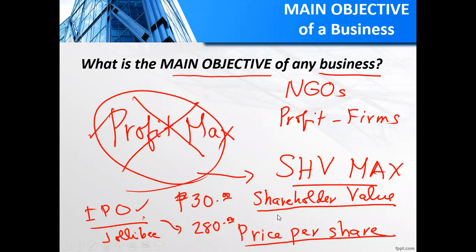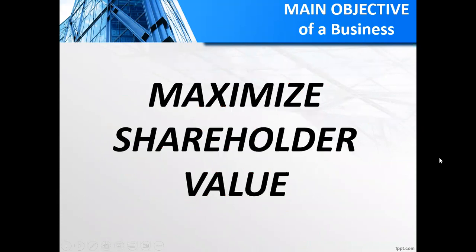Okay, so let's try to see. So as I mentioned a while ago, ito yun, maximize shareholder value. And profit is different from shareholder value. Profit is generated by computing for the sales less all the costs, less all the incidental costs. Then you come up with the bottom line, which we call the bottom line profit. On the other hand, shareholder value is how much the stock is selling at the market. Okay, there's a world of difference.